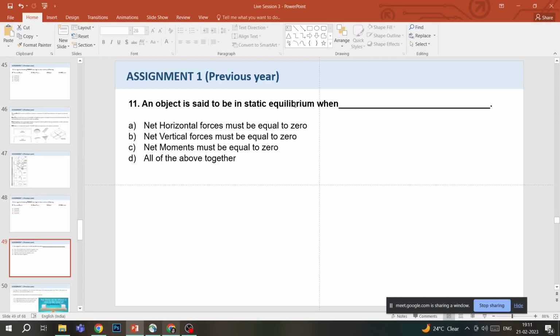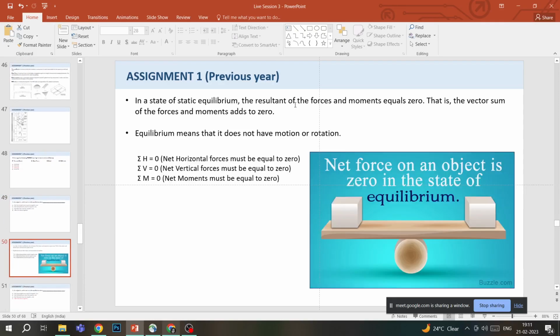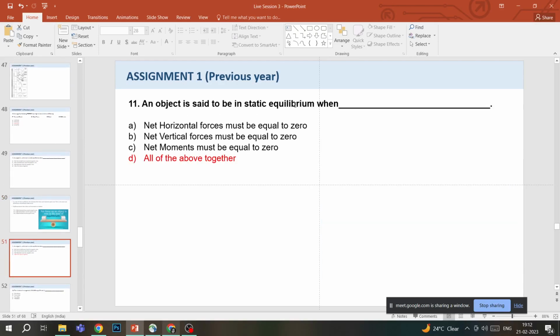Question number 11. An object is said to be in static equilibrium when net horizontal forces must be equal to 0, net vertical forces must be equal to 0, net moments must be equal to 0, or all of the above together. We have discussed equilibrium in the lecture at the start. I'm just covering it again. In a state of static equilibrium, the resultant of all forces and moments equals 0, which means that the vector sum of all the forces and moments adds to 0. It does not have any kind of motion or any kind of rotation. Summation H is 0, summation V is 0, and summation M is also 0. So the answer is all of the above together. Your net horizontal forces are 0, your net vertical forces are 0, and your net moment is also 0.